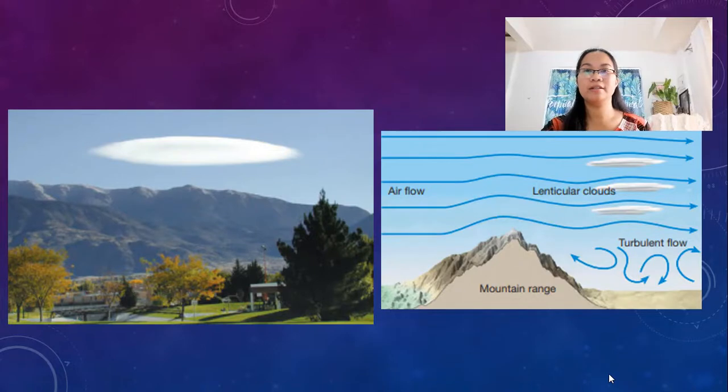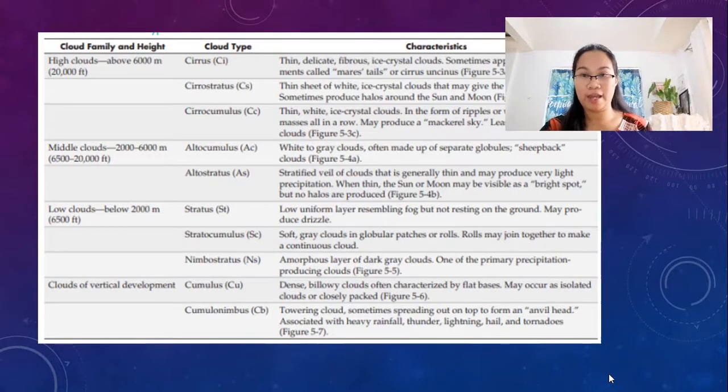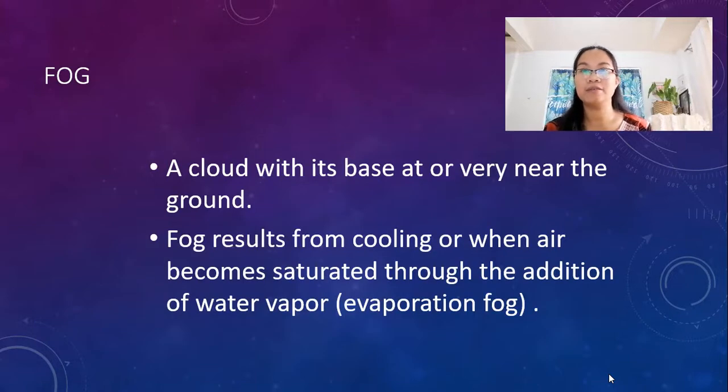cumulonimbus clouds. Okay, so we also have this one example, lenticular cloud, wherein it appears to form a lens. Okay, so it happens in mountain ranges where there is a turbulent flow also of air. So that is lenticular clouds. So here is the summary for the different cloud formations or different cloud classifications and their characteristics. So it's according to the height and also dun sa appearance nila. Okay, so you can review this summary.